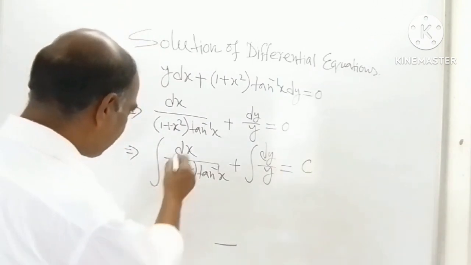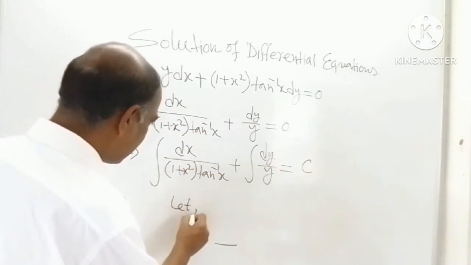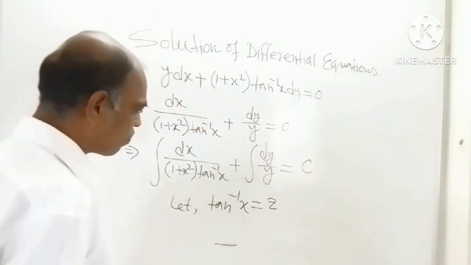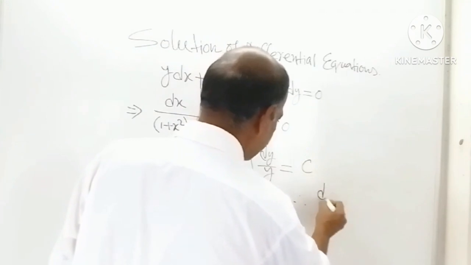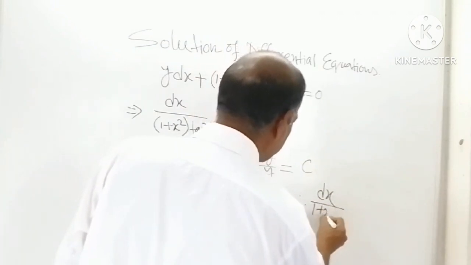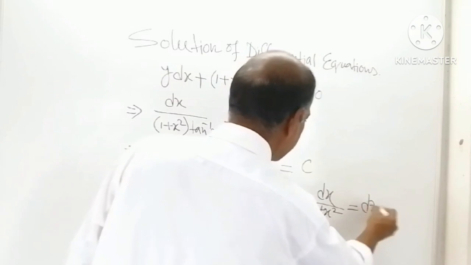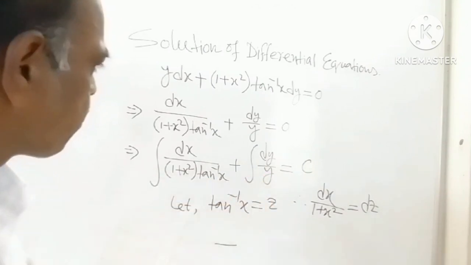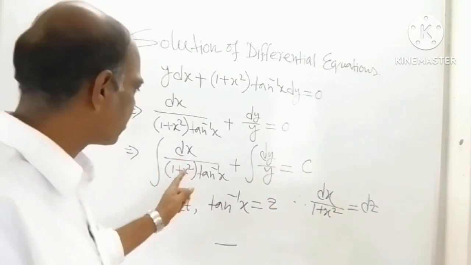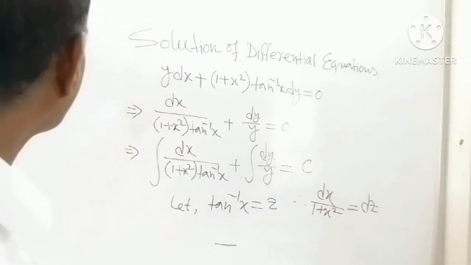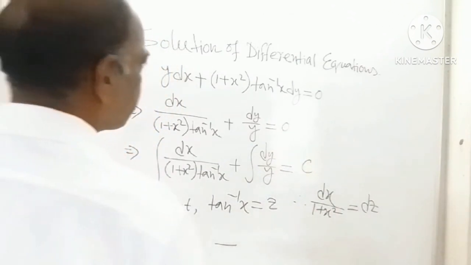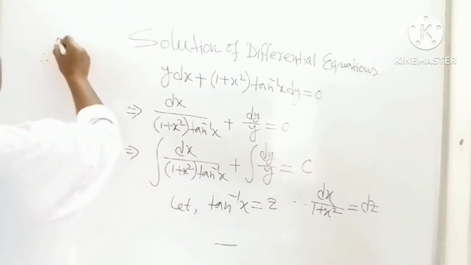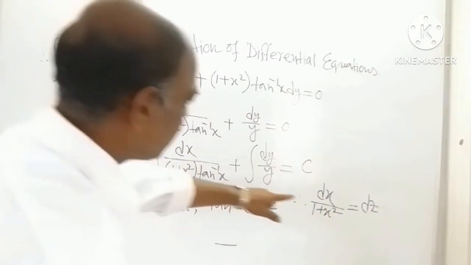For this part, you simply assume that let tan inverse x is equal to z. Now differentiate both sides of this. On differentiation, we are getting dx divided by (1 plus x square) is equal to dz. You can see that dx divided by (1 plus x square) is there, so this will be replaced by dz. The remaining part I am showing here. After this line, we are writing the integration; this will be replaced by dz.